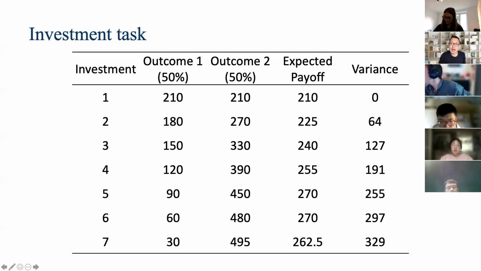But if you have a gamble or an investment that has a large variance, that means there is a higher risk involved. So if your goal is to maximize your expected payout, then opportunity 5 is the best opportunity, right? And of course, if you want to play it safe and get something for sure, then you would probably go for investment 1.